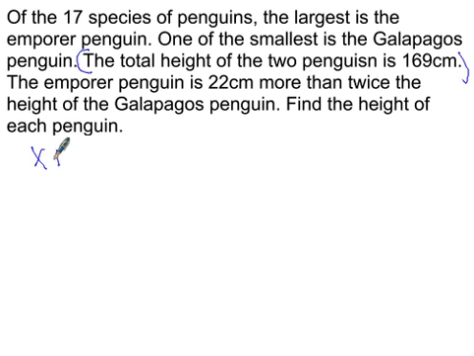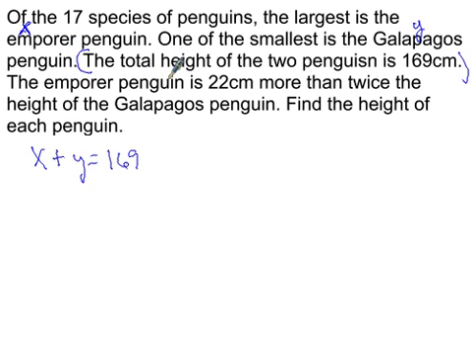Okay, so x plus y equals 169, and that's fine. The only thing we have to do here is make sure which one is x and which one is y. Emperor is x, and that makes Galapagos y. We just have to make sure we make them equal in both equations.